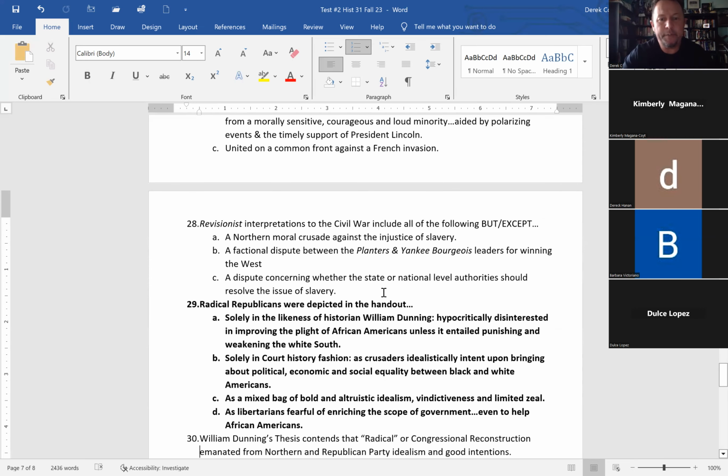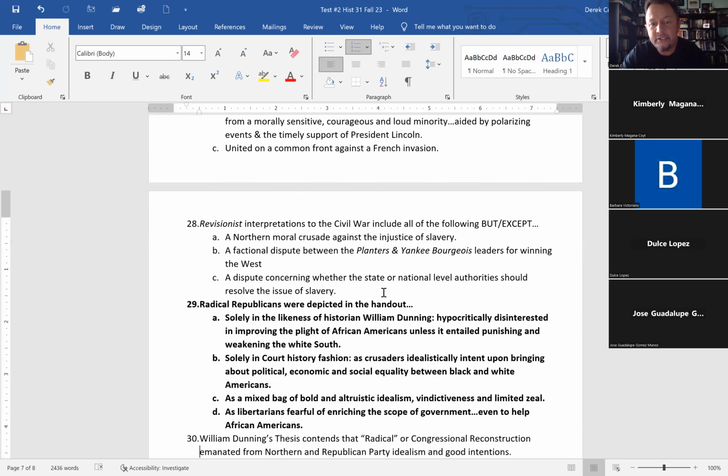Radical Republicans were depicted in the handout, just in case it's not amply clear in that handout, solely in the likeness of William Dunning. William Dunning said that there was such racism in the North and such genuine indifference about the plight of African Americans and slaves, that the North did what it did to end slavery to try to weaken and punish the South, not for the right reasons. That's Dunning's thesis. So did I depict only that?